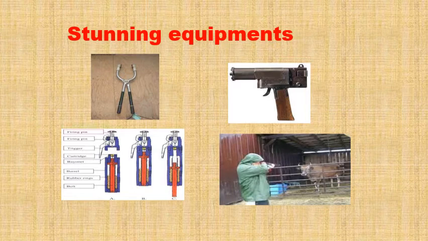Here you can see the stunning equipment. Basically it is done in 3 ways. Later in the process of slaughter I am going to explain different methods of stunning. In the top left you can see an apparatus for electrical stunning, that is the tongs, a pair, and in the top right you can see a kind of gun that is available in different types. One most common is the captive bolt pistol. In the bottom left you can see the cartridge used for it, and at the bottom right it is a gun used for euthanasia purposes, that is for mercy killing.